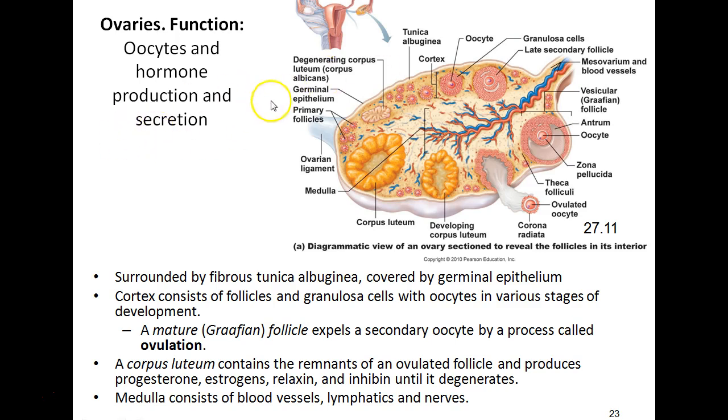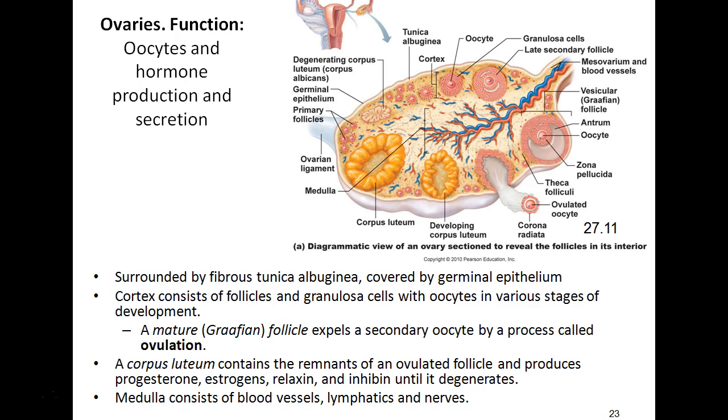After that outer covering, we get to the cortex layer, and this cortex contains ovarian follicles. And then inside of that, we get the medulla, and the medulla region is going to contain branches of the ovarian blood vessels. We're also going to have some lymph vessels and some nerves running through there. Coming back into this cortex layer, we see follicles existing. We also see granulosa cells with oocytes in various stages of development.